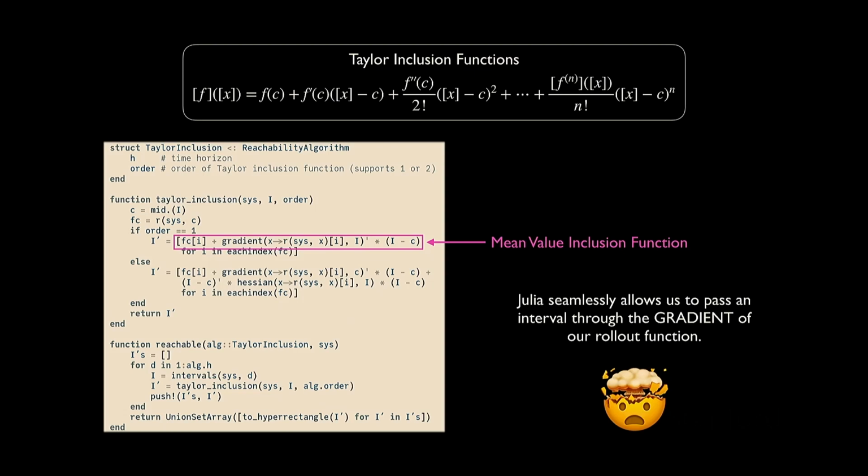Multiple dispatch. How does it differentiate the whole function plus the interval? Well, the gradient is implemented with this multiple dispatch type thing, so we can just pass an interval through the thing that's already implemented for the gradient, and it all just works nicely together. It's absolutely amazing. So, checkmate, Python.